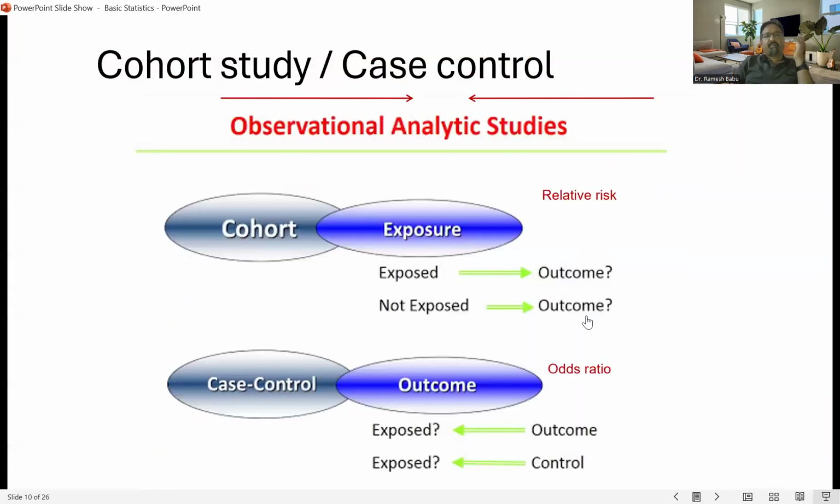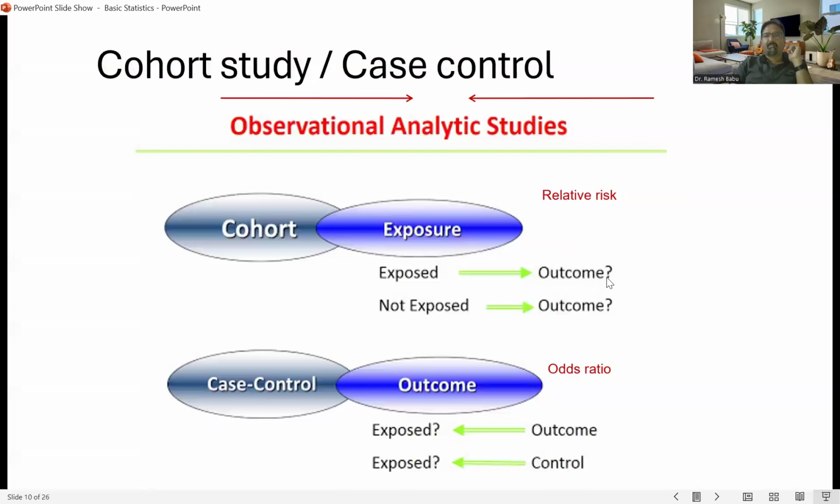Now we have 2 types of studies when we do research. A cohort study is where there are 2 groups, exposed and not exposed. For example, smokers and non-smokers. We follow them up and then see whether lung cancer happens or not.